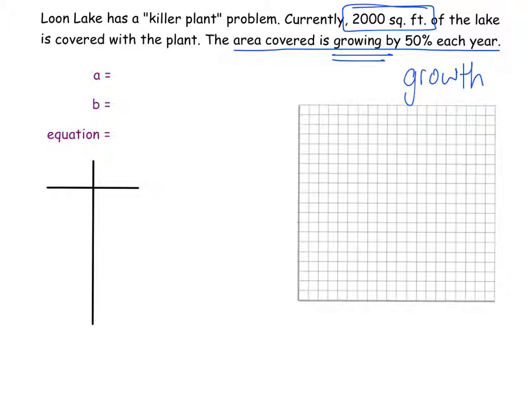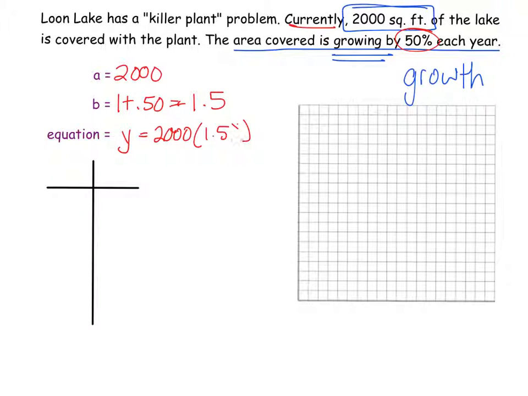A, remember, is our initial amount. It says currently there's 2,000 square feet. Our initial amount is 2,000. Our B is our growth. It's growing by 50%, so it's going to be 1 plus 0.50. So our B function is going to be 1.5. Now when we write our equation, it's going to be y equals, or f of x equals, A, so 2,000, times 1.5 to the x. A times b to the x.